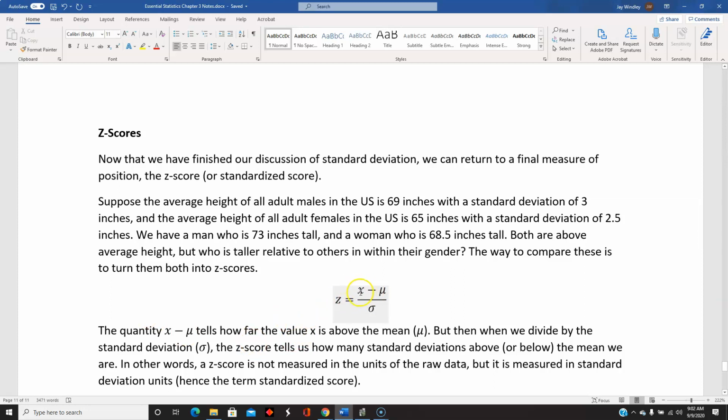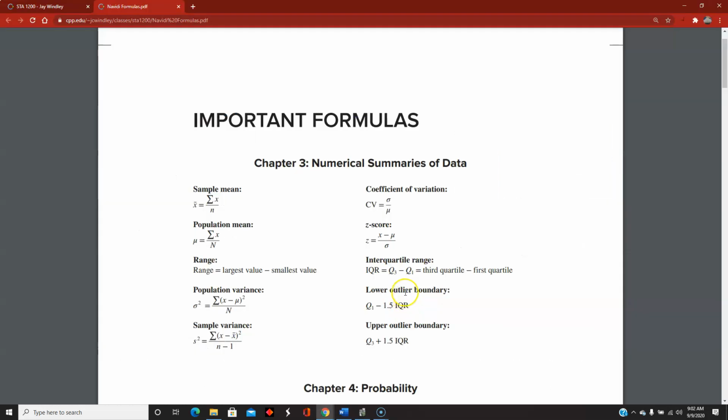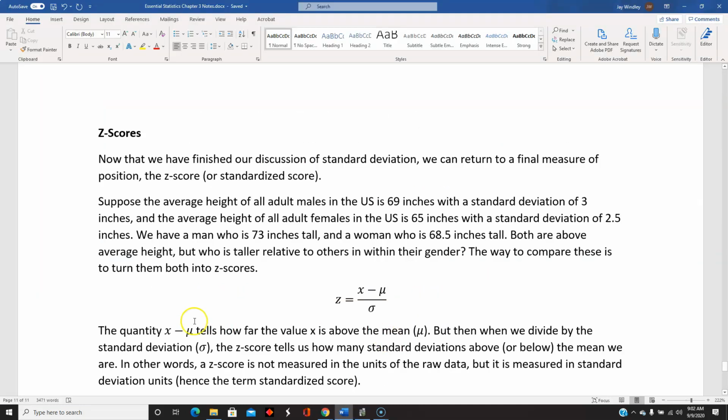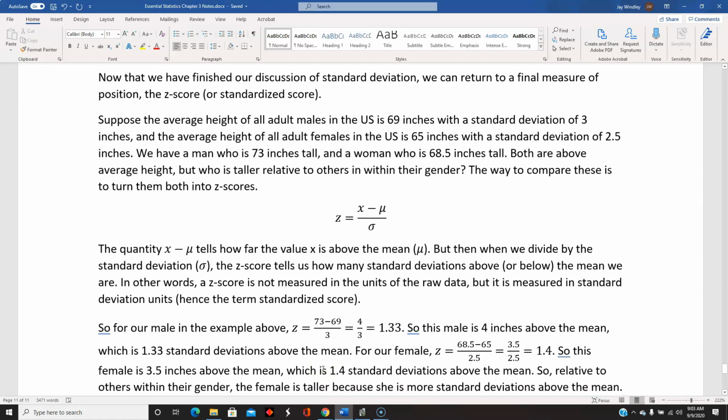The number in our data set minus the mean of our data set, divided by the standard deviation of our data set. And this formula is also on the formula sheet right here. So x minus mu tells us how far the data is above the mean, but this is really key. When you take that quantity, x minus the mean, and you divide by sigma, now you're measuring how far you are away from the mean in standard deviation units.